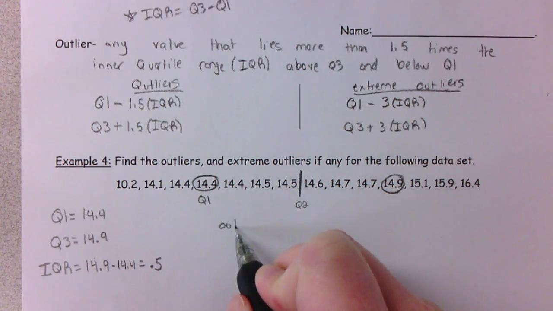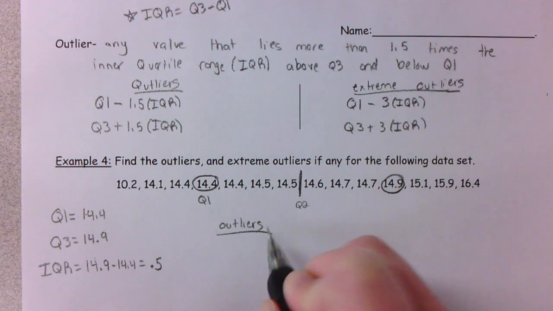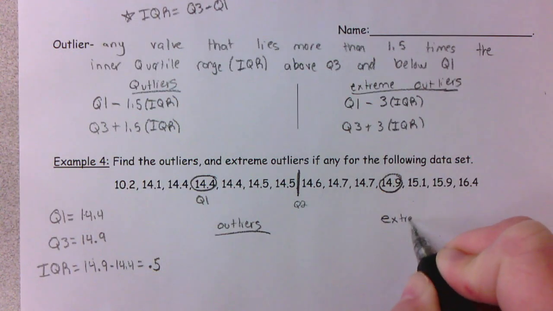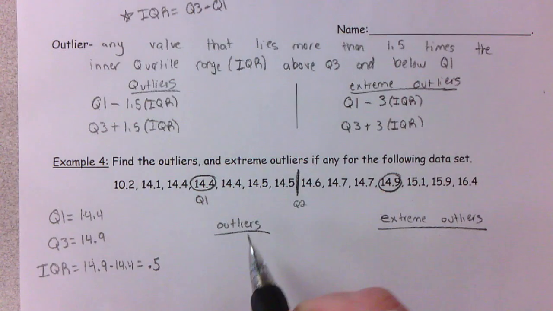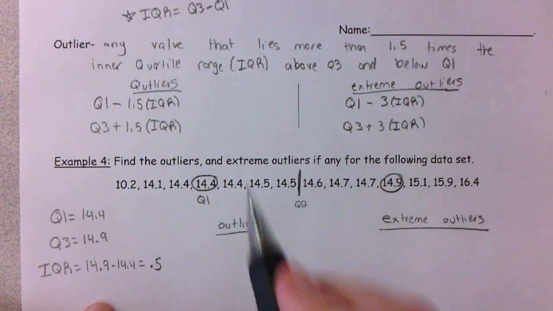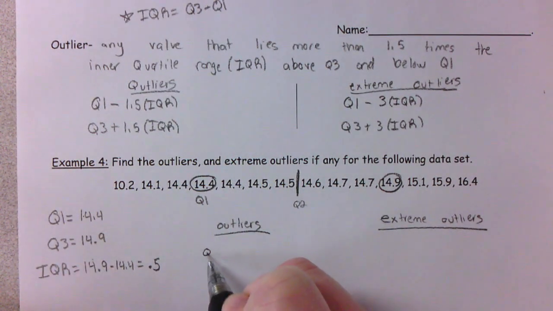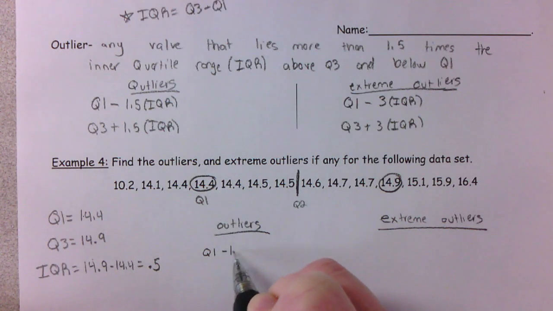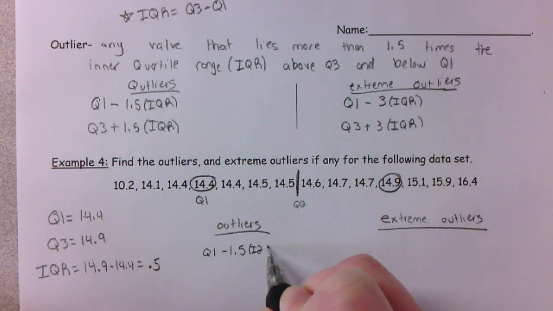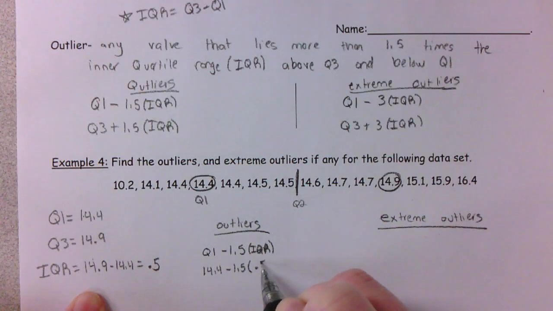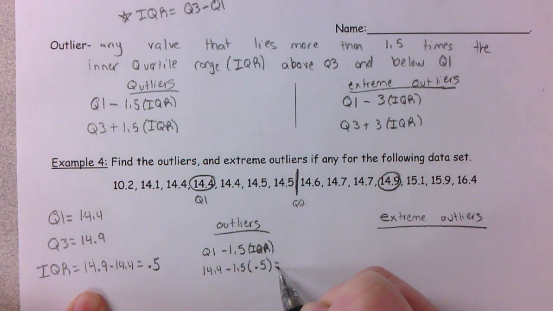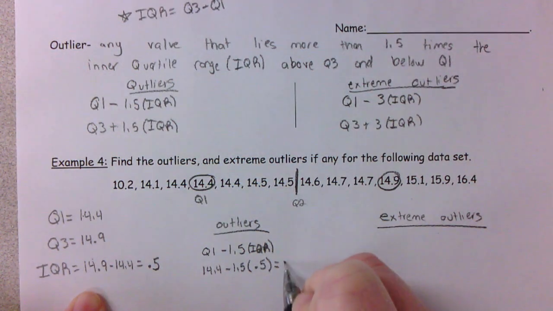So we have outliers, and then we have extreme outliers. So what we need to do is, I want Q1, and I'll just write it out. So Q1 minus 1.5 times the IQR, which would get me 14.4 minus 1.5 times 0.5. Okay, so that's 13.65.